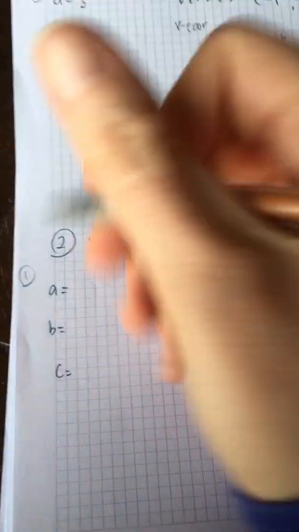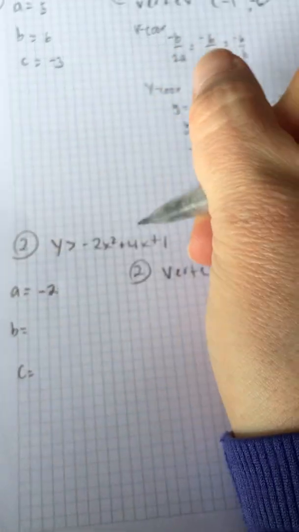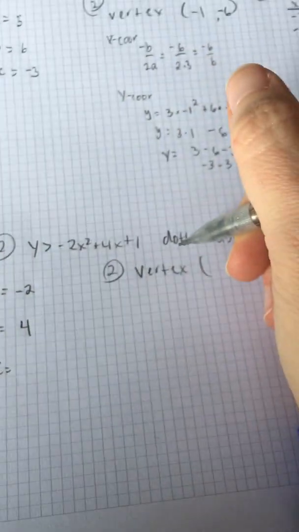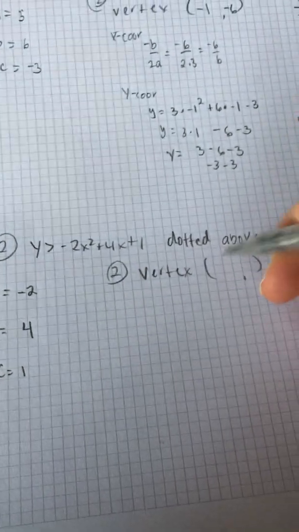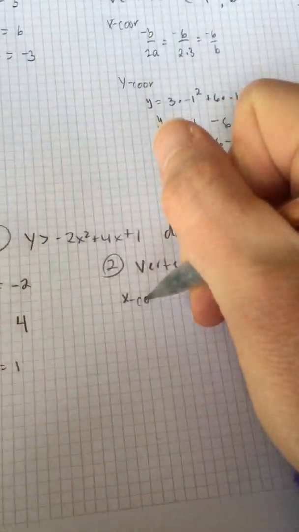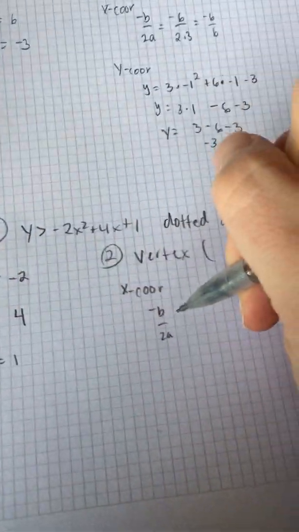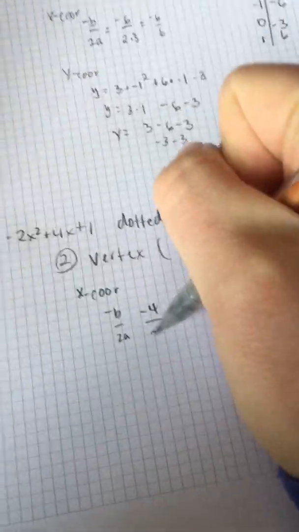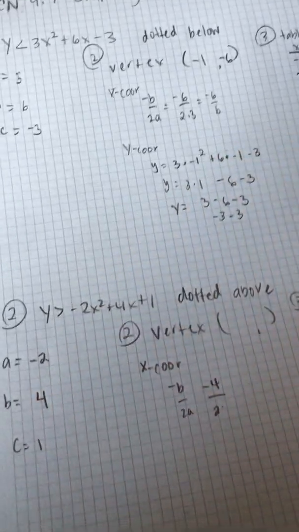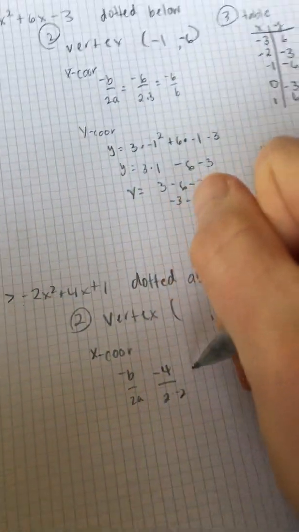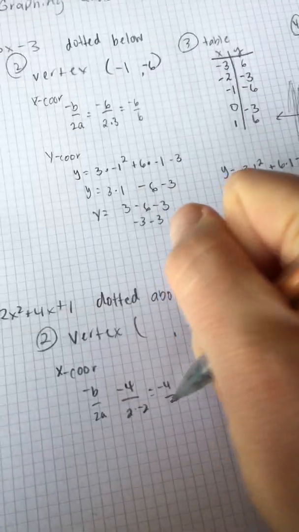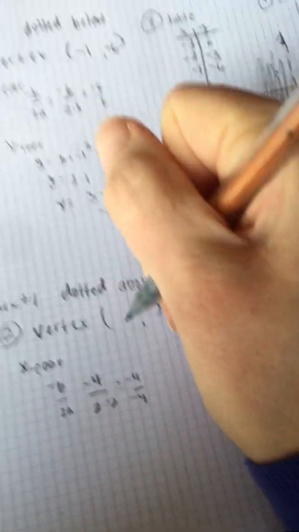So my A value is -2, my B value is 4, and my C value is 1. The vertex, the x coordinate, is opposite B over 2A, opposite of 4, -4, over 2 times A, which is -2. So I end up with -4 over -4, which is a +1.